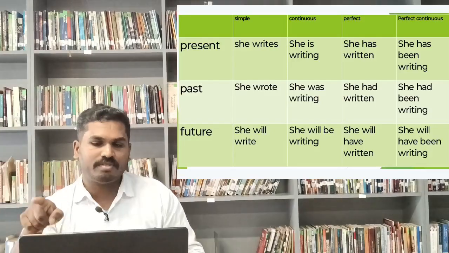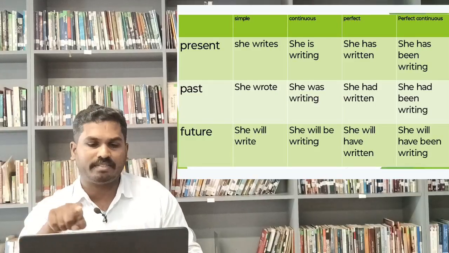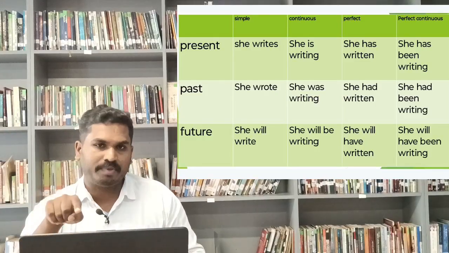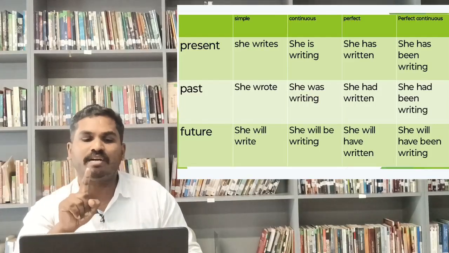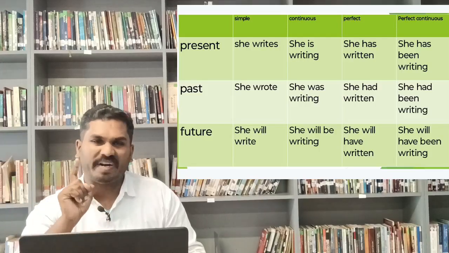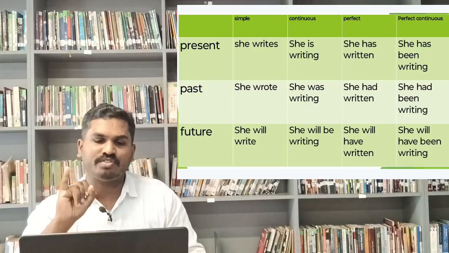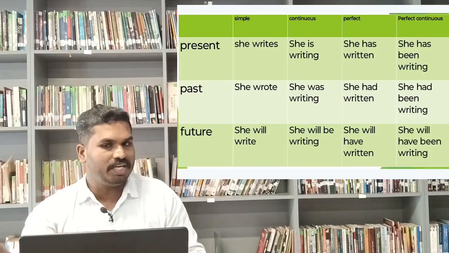Okay, so you must know about this structural difference, the pattern of these different subtypes. So you can change the single sentence she writes into different subdivisions of this present tense. So she writes is changing into she is writing, then she has written, then she has been writing.